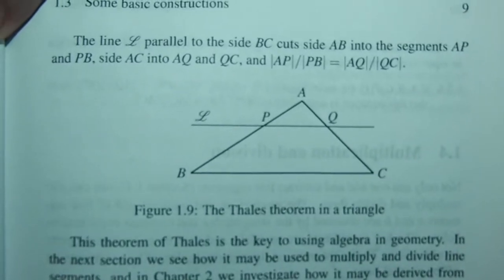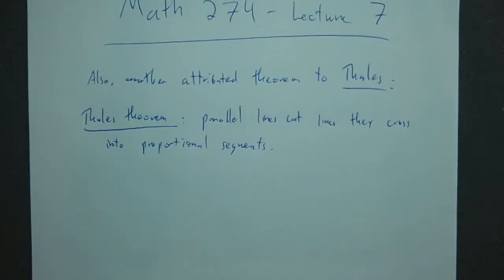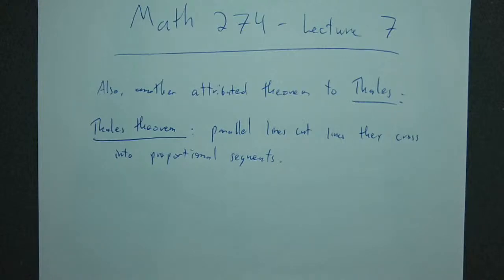So it turns out that this is extremely important for being able to introduce algebra into geometry, or rather to introduce algebraic operations through geometry. So Thales' theorem is essentially all that is needed in order to come up with geometric constructions of multiplying and dividing line segments.